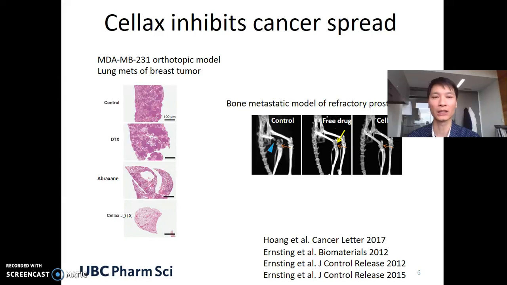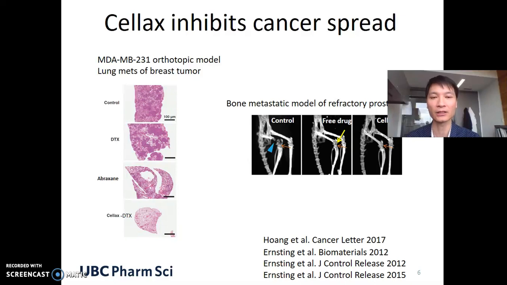In the nano model, we're looking at the tumor spread to the bone, the prostate tumor to be specific. Again, a very difficult to treat disease because once prostate cancer spreads to the bone, it eats up the bone, causing fracture, pain, and a lot of complications. So as you can see in the control group, the bone has been eaten up, and you see a fracture there.